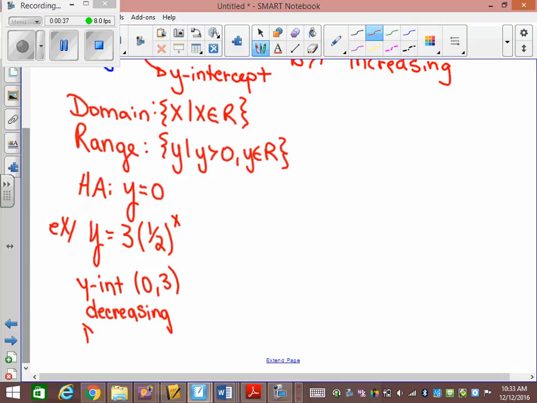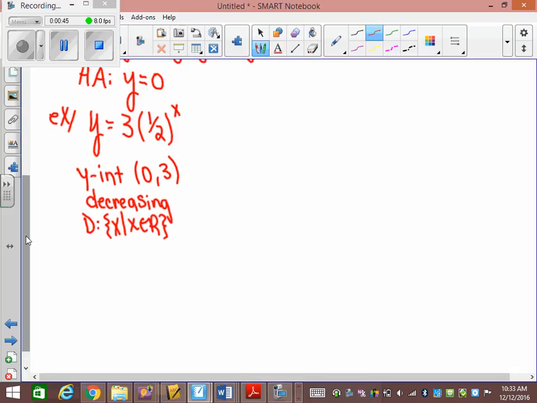What's my domain? X is an element of the reals, it doesn't change, right? My range? Y is greater than 0. And my horizontal asymptote, which doesn't change for you guys, is y equals 0. Okay?